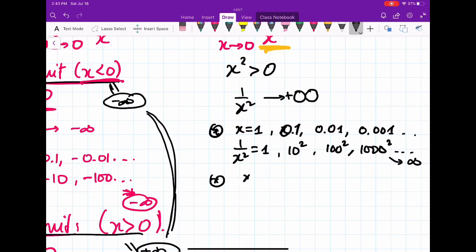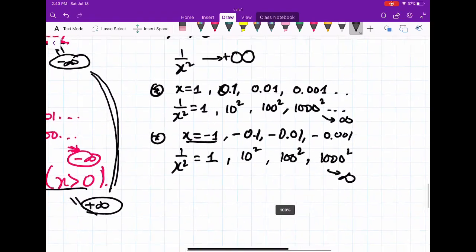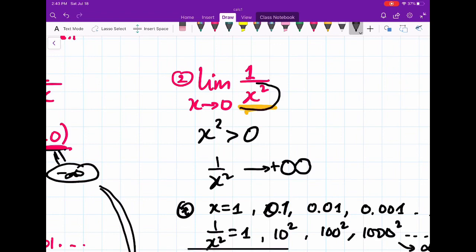But when x is less than 0, I can do the same. x equal to negative 1, and then negative 0.1, negative 0.01, negative 0.001. But you square that, right? 1 over x squared, again, that is just 1. That is 10 squared. That is 100 squared. That is 1000 squared. Again, this increases to infinity. You see that? So we have x squared in here. That's why 1 over x squared is always positive.